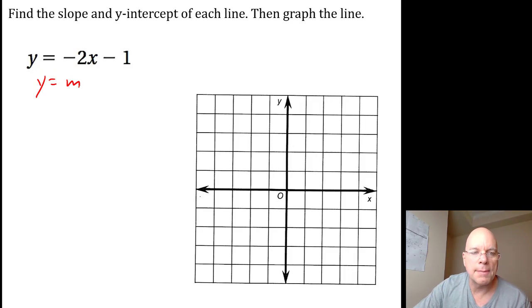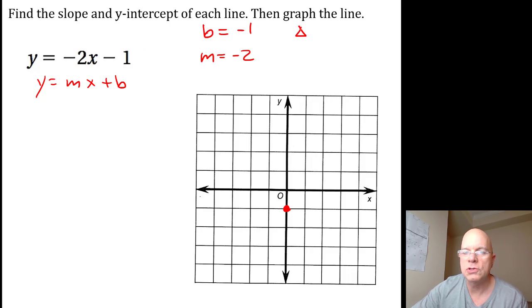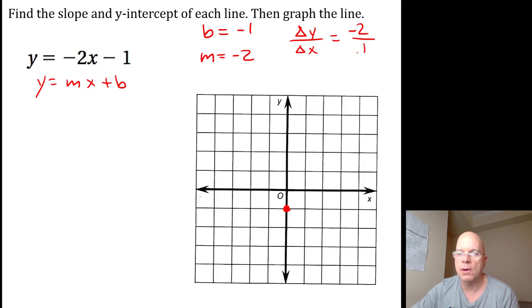Y equals mx plus b. Subtracting 1 is adding negative 1. So we begin with the y-intercept, which is negative 1. M for this specific line is negative 2. So my delta y over delta x should be negative 2 over 1. Negative 2 divided by 1 is negative 2.